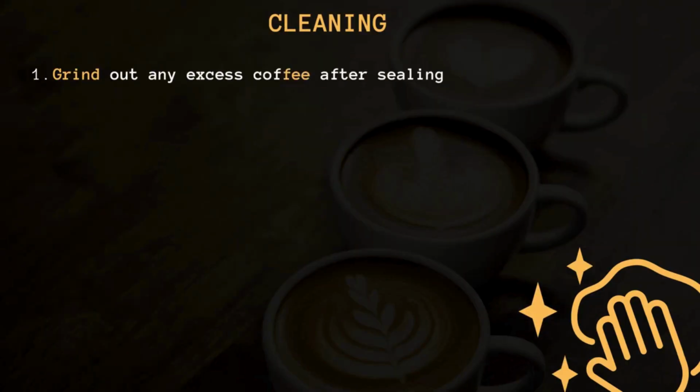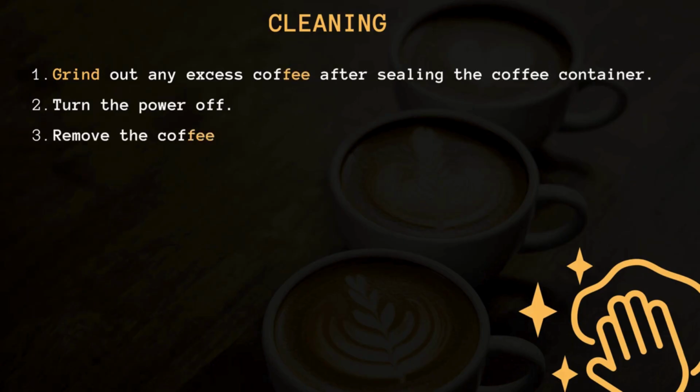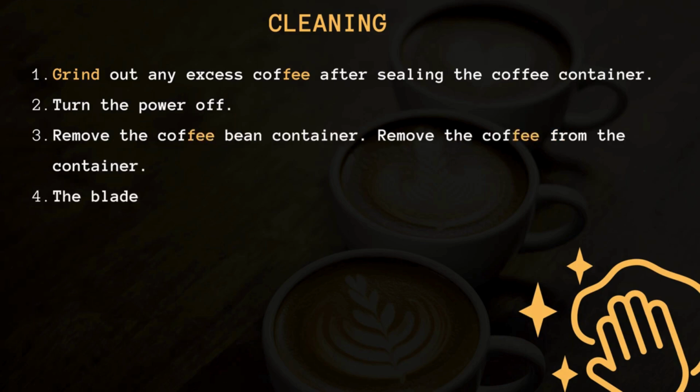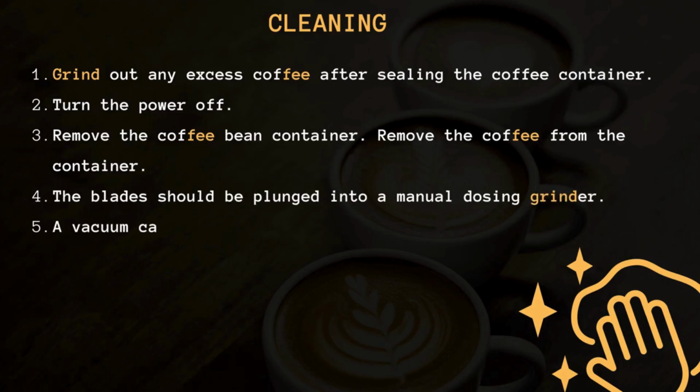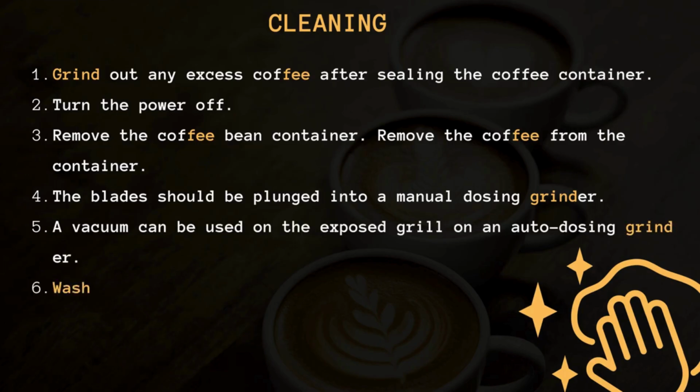Grinder cleaning. Step 1. Grind out any excess coffee after sealing the coffee container. 2. Turn the power off. 3. Remove the coffee bean container. Remove the coffee from the container. 4. The blades should be plunged into a manual dosing grinder. 5. A vacuum can be used on the exposed grill on an auto dosing grinder.